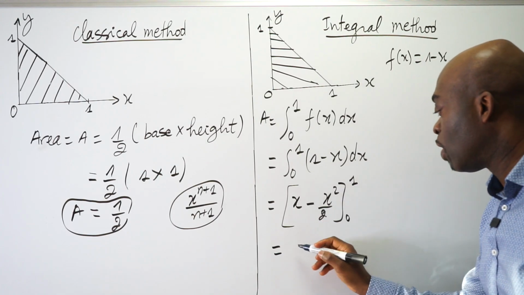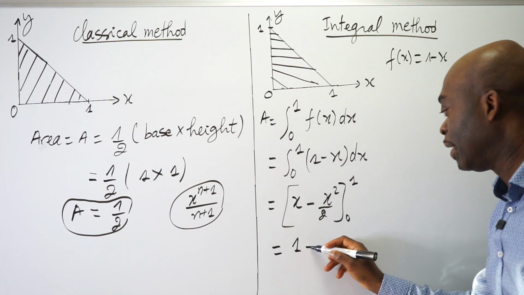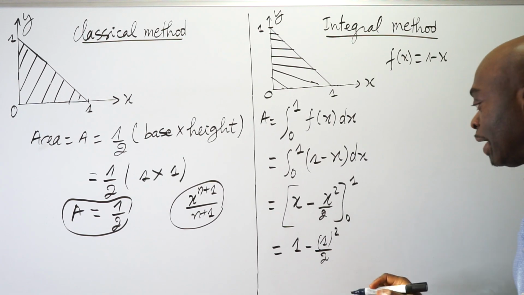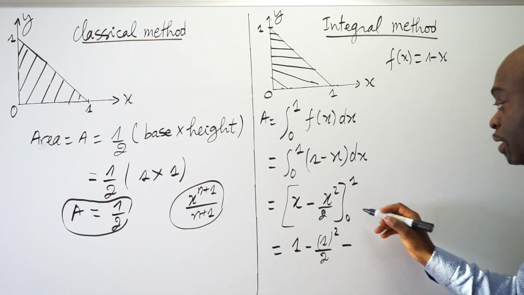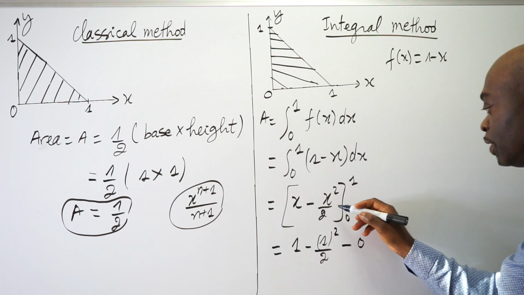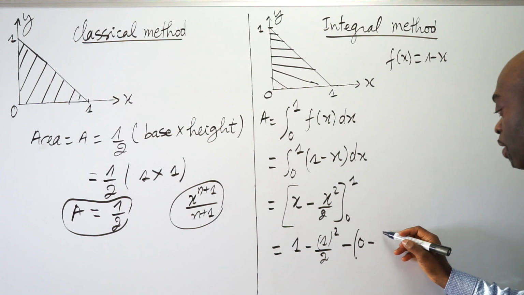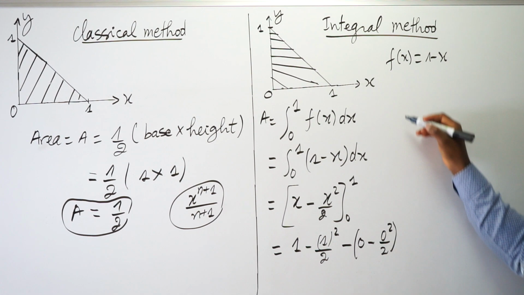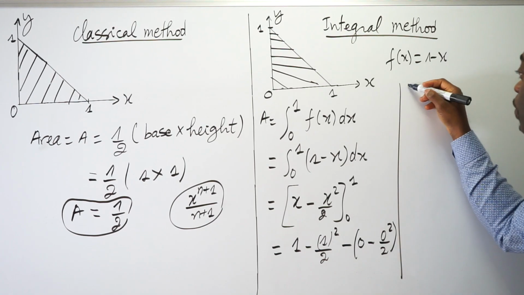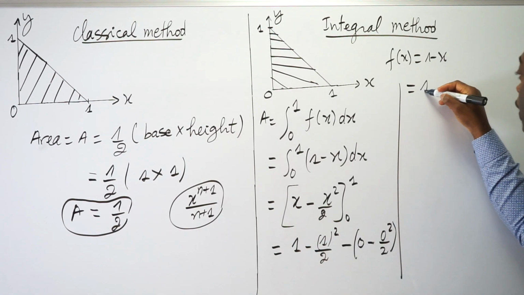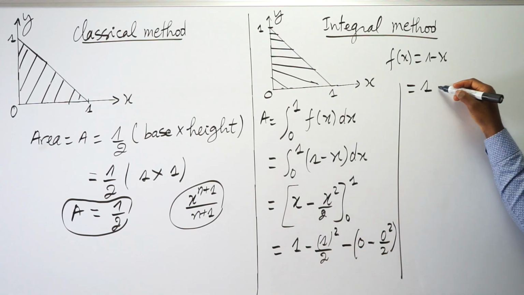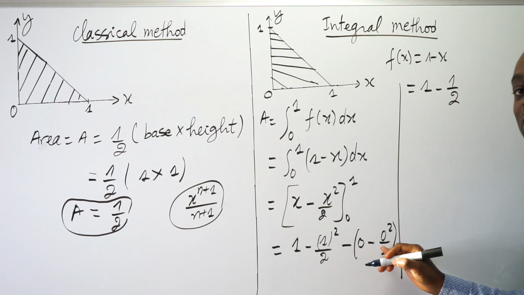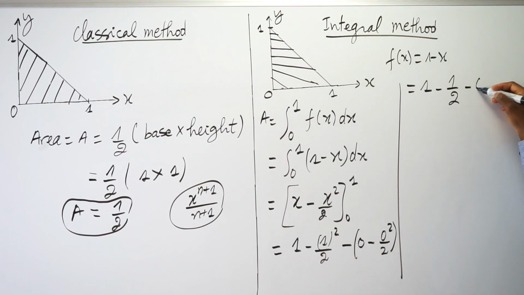The first one, 1 takes the place of x, so that gives you 1 minus, and 1 takes the place of x again, 1 squared over 2. Then minus, 0 takes the place of x, that's 0, and 0 to the second power over 2. Simple as that. So we continue to finish. That gives us 1 minus 1 to the second power, which is still 1, over 2. It doesn't change. Minus 0 over 2 gives just 0, so it's just minus 0.